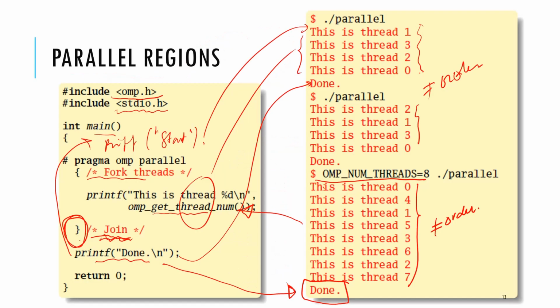So to see this in action, we have considered another example where this message "done" is systematically displayed at the end. We have also seen that changing the number of threads would alter the results, but once again, we don't have any guarantee over the order.